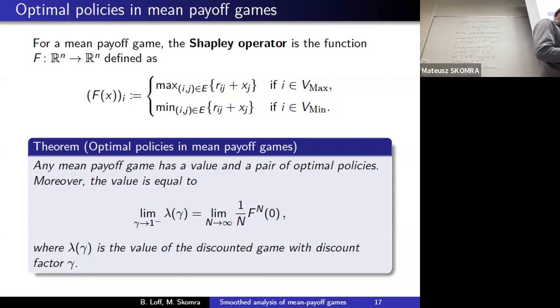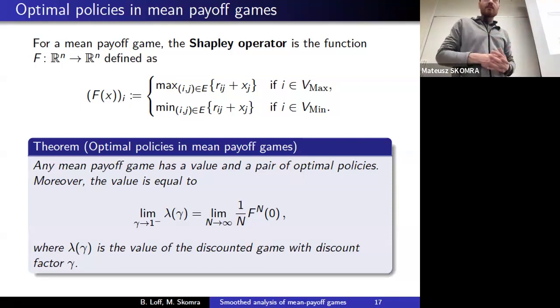And there is something similar going on with the Shapley operator. In the Shapley operator in the discounted games, we saw that iterating the operator goes to the value. But here, it will not go to the value, you need to normalize it. But when you iterate and normalize it, then the limit exists and it is also the value. So this is the theorem about the mean payoff case.